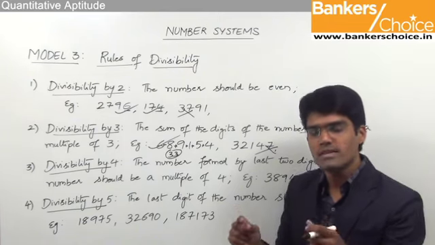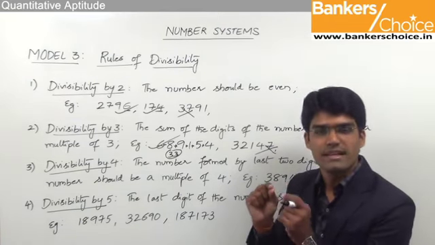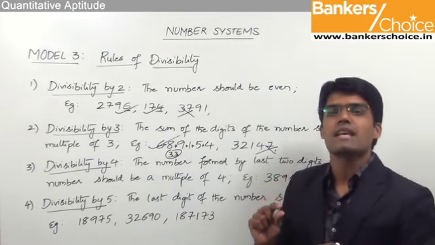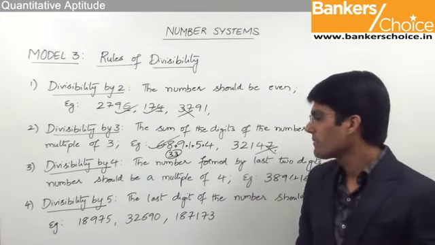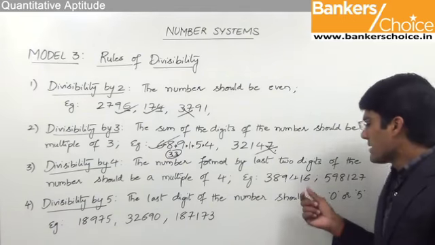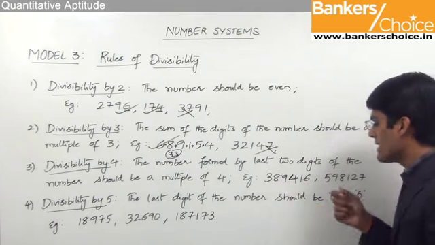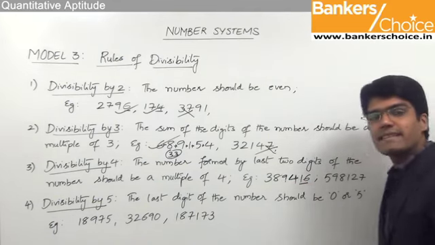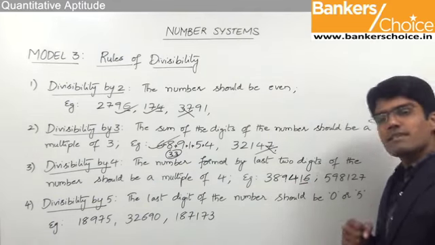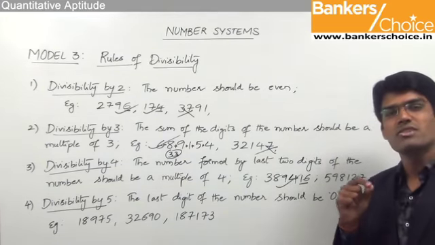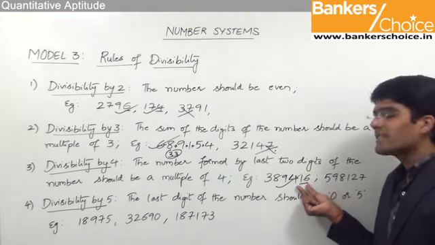Whatever number is given to us, we need to take the last two digits. That means units place and tens place. And the number formed by these two digits has to be a multiple of 4. Let us see some examples here. For example, 389416. If you look at this number, the last two digits here are 16. And because 16 is a multiple of 4, this number is divisible by 4. So simply to check the divisibility, we need to just check the last two digits.